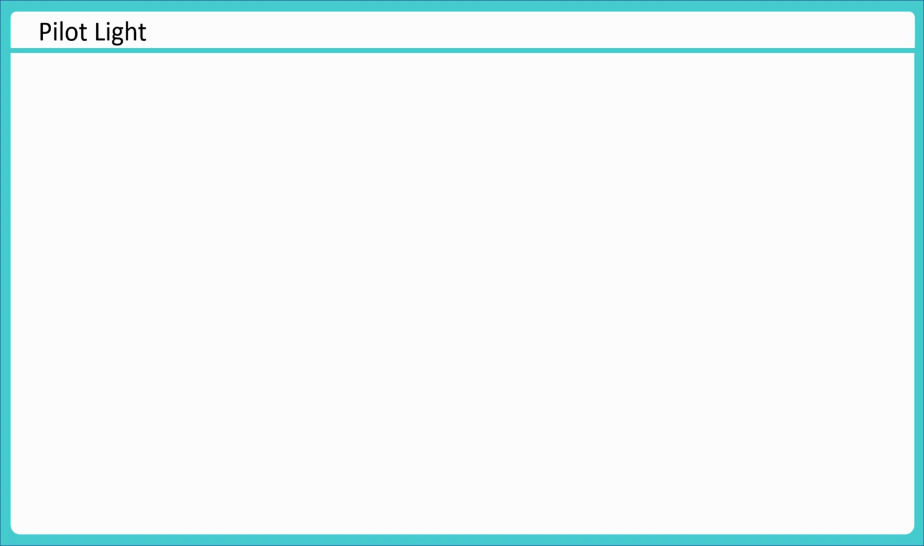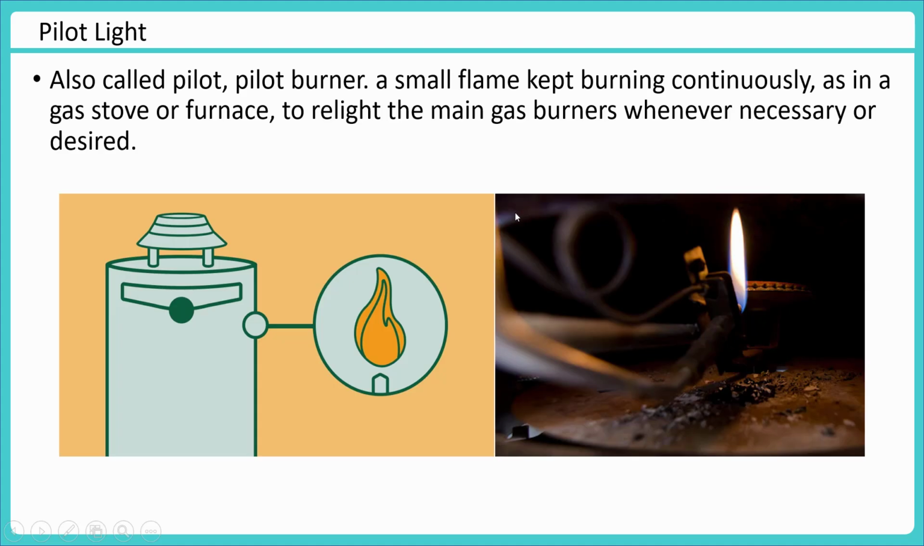The next strategy I am explaining to you is called pilot light. This is a concept. The word pilot light originates from real life, where we have something called a pilot burner. This is a small flame kept burning continuously, as in a gas stove or furnace, to relight the main gas burner whenever necessary or desired.